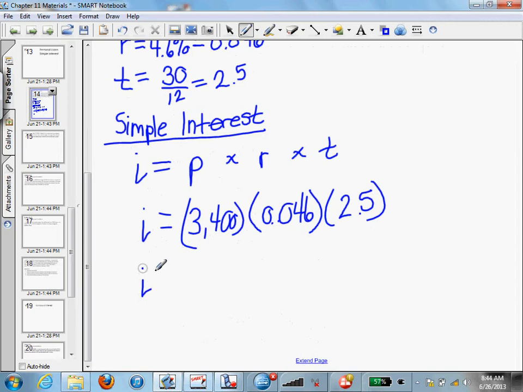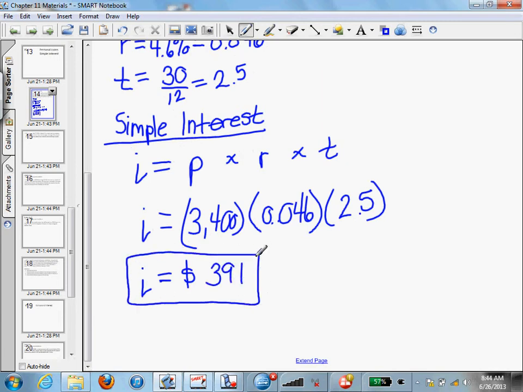And whenever you simplify that in your calculator, you get I equals, remember this is in dollars, 391. And that means that that's how much interest is going to be paid on that loan of $3,400.